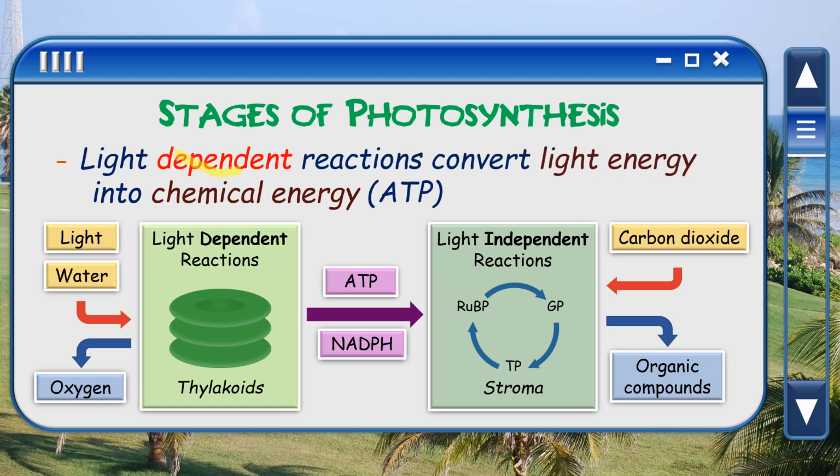Light-dependent stage, or light-dependent reactions, convert light energy into chemical energy. So here in the light-dependent stage, we are going to get water going inside, and also light. It will take place in the thylakoids, in the chloroplast. This is a light-dependent reaction, and it absorbs sunlight energy and converts it into chemical energy, which is our ATP.